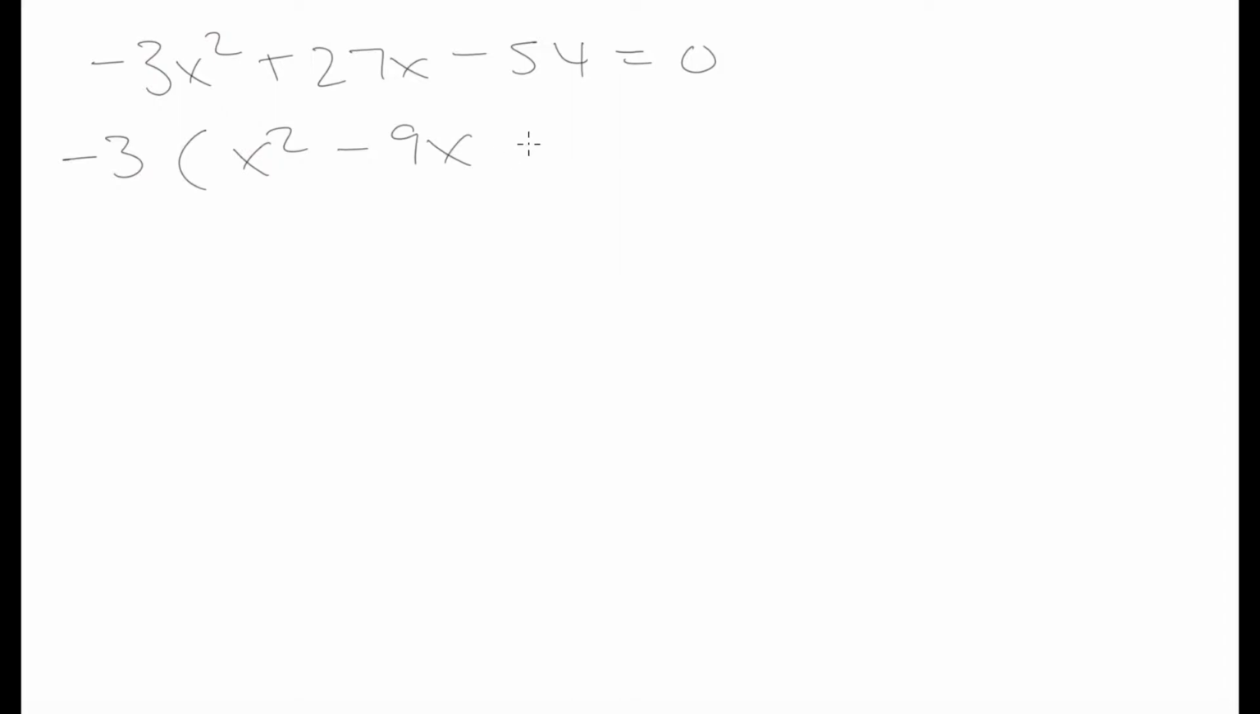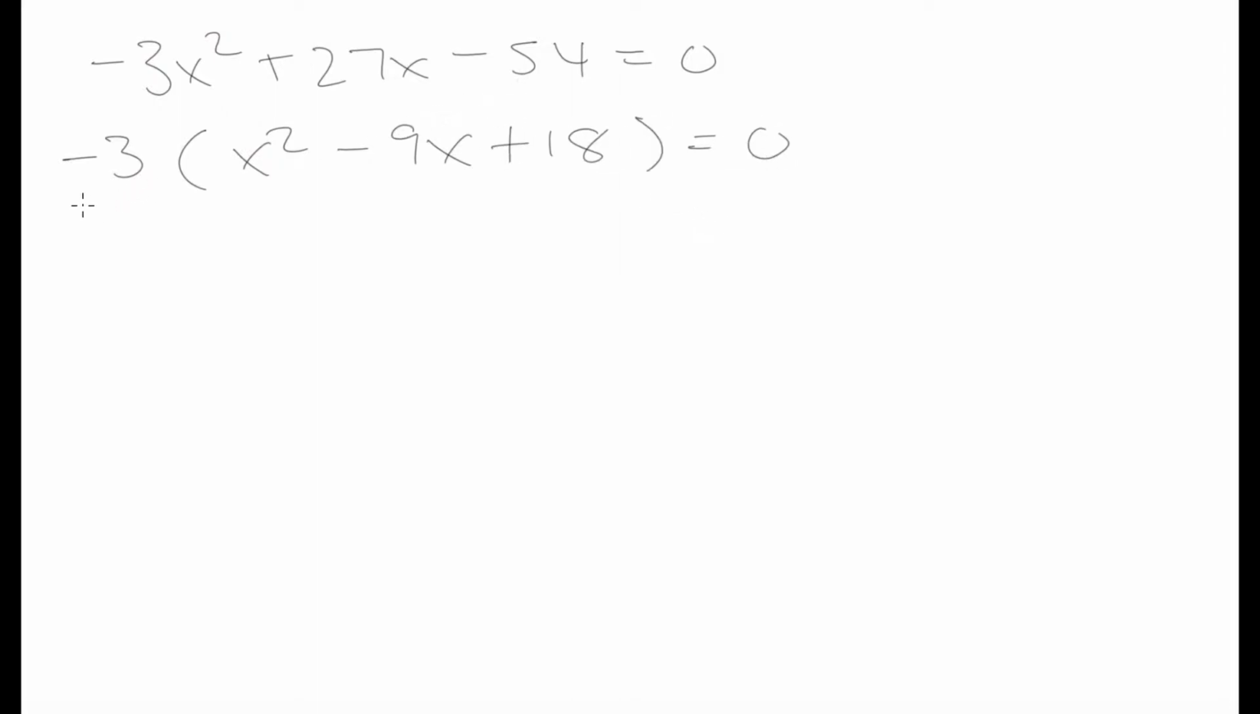So let's start off with another example. Let's say we had negative 3x squared plus 27x minus 54 is equal to 0. So the first thing that we can notice is that we have a common factor in each of these terms, and that common factor is negative 3. So we can factor out negative 3, and if we factor out negative 3, we're going to get x squared minus 9x plus 18. That's going to be equal to 0.